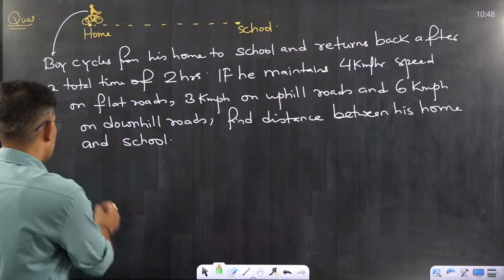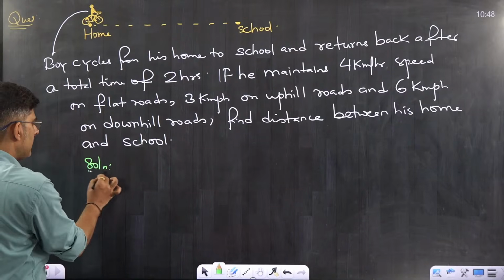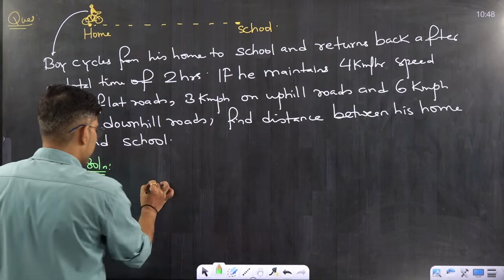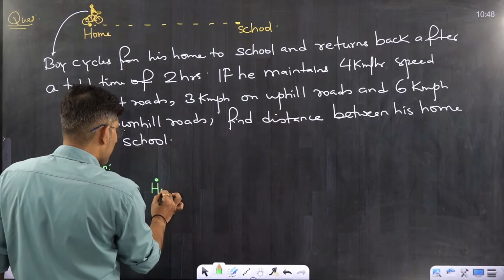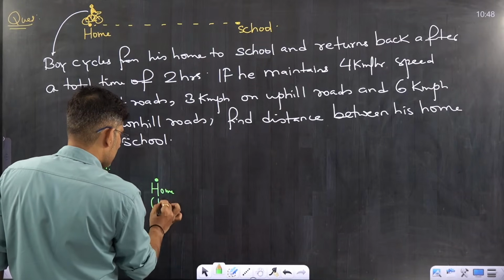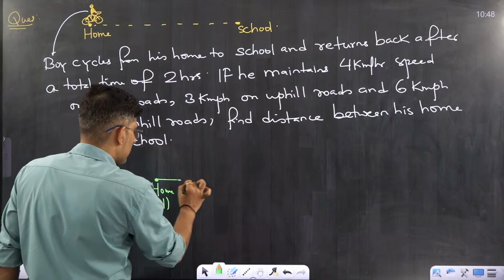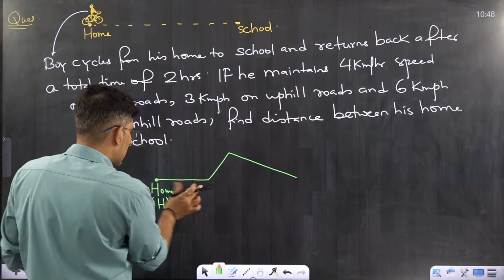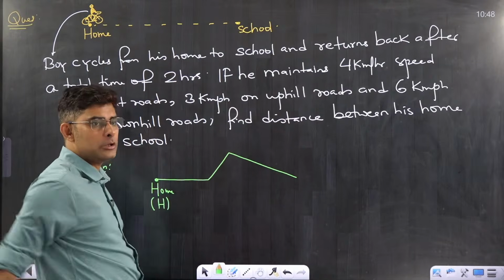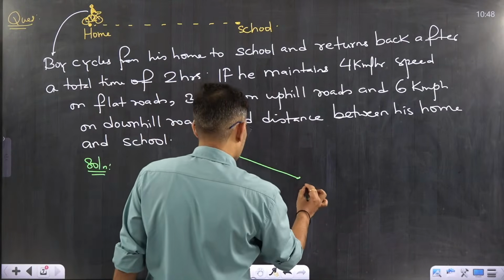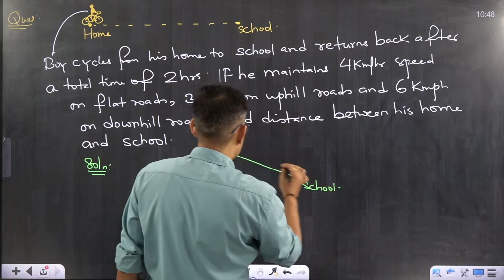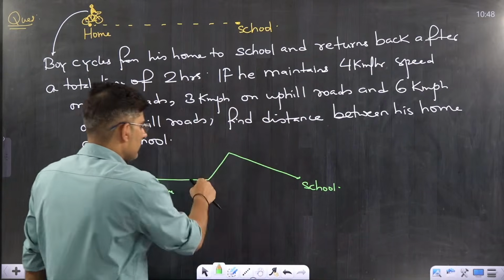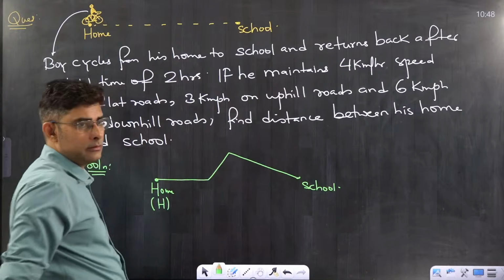So see what we will do. They have given limited information, but still we can solve it. See how. Suppose this is home H, and suppose I count this as total flat road, this is total uphill, this is total downhill, and this is his school. Again telling, I am considering this is the total uphill, total downhill and total flat.